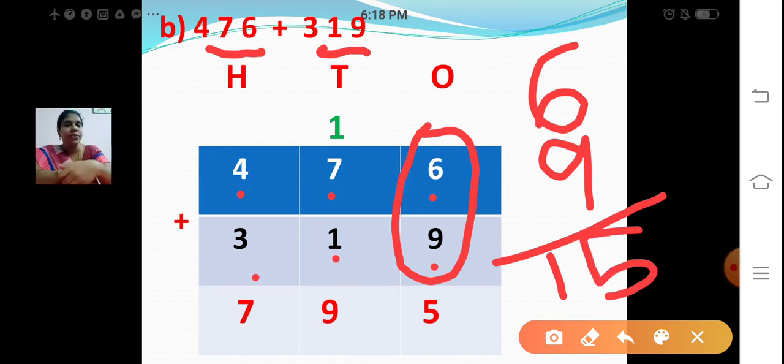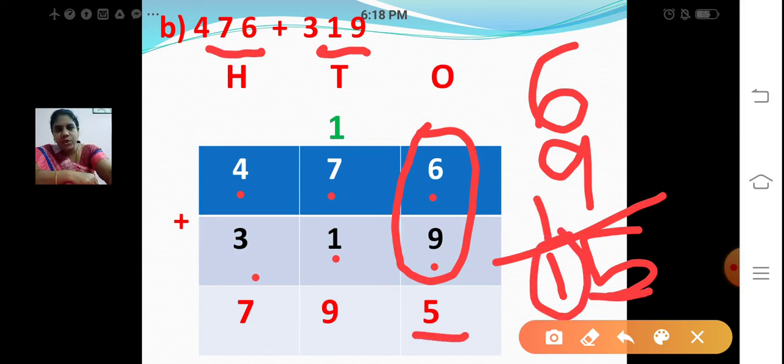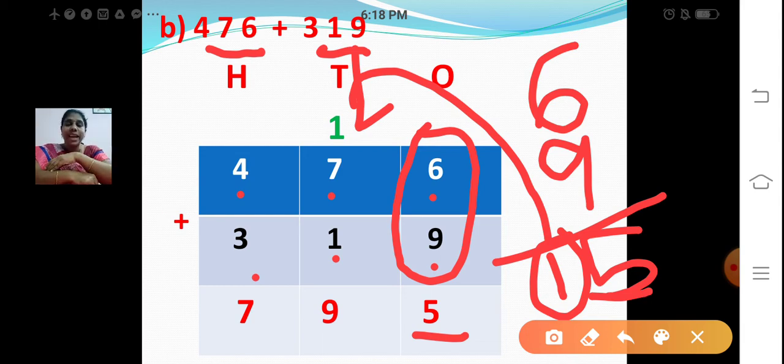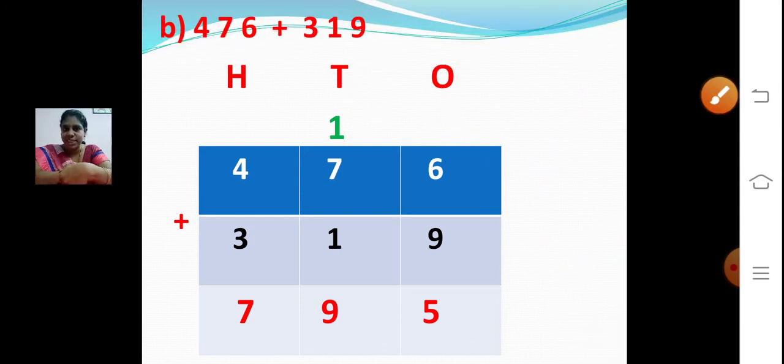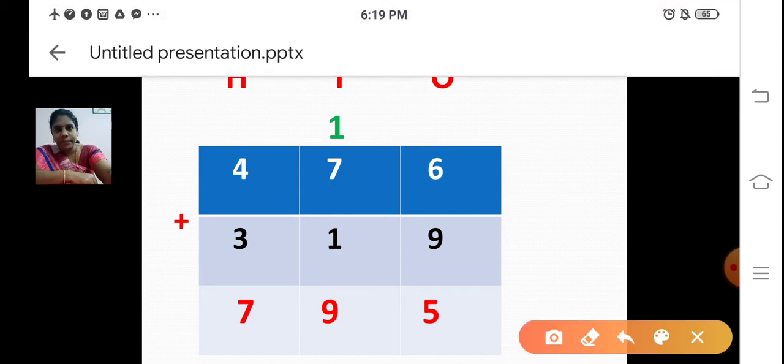So what we have to do? Write the 5 in the ones place and this one you have to carry over to the tens place. And that one I'm carrying it to the tens place. Now what we have to do? We have to add the tens place, right? While adding, don't forget to add the carried over part, right?